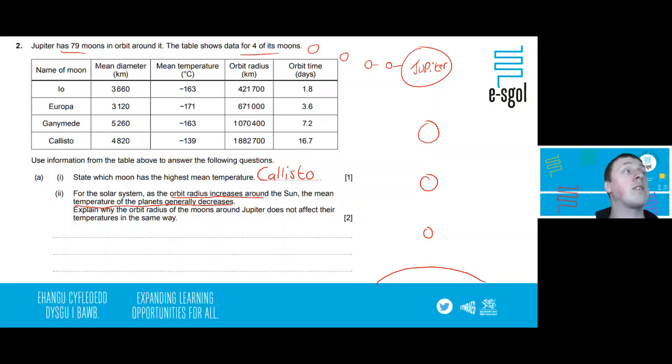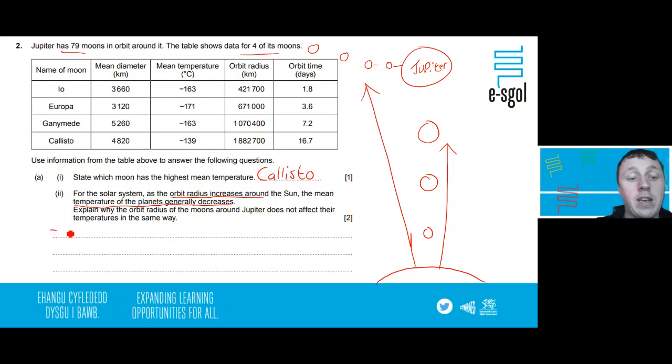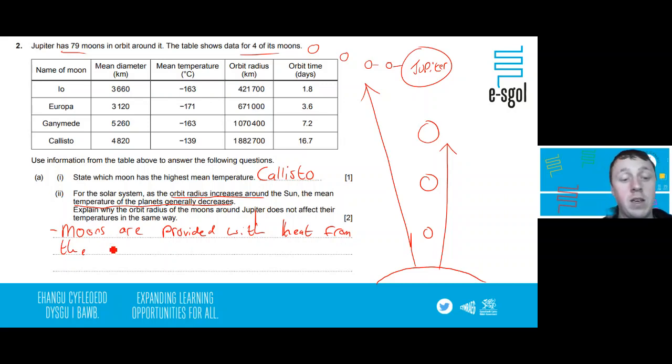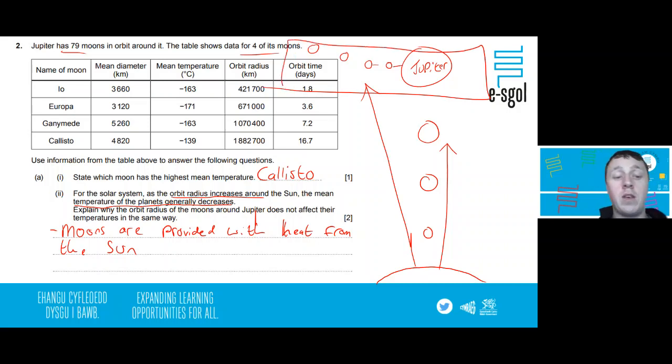So this question is getting us to understand that the heat source for planets and for the moons is from the sun. So the first thing we need to do is identify that moons are provided with heat, or obtain their heat, from the sun. And as we think about this, we can also try to picture this concept. These moons that orbit Jupiter are roughly of a similar distance away from the sun. So our first mark is understanding it's the sun that's the source of the heat.